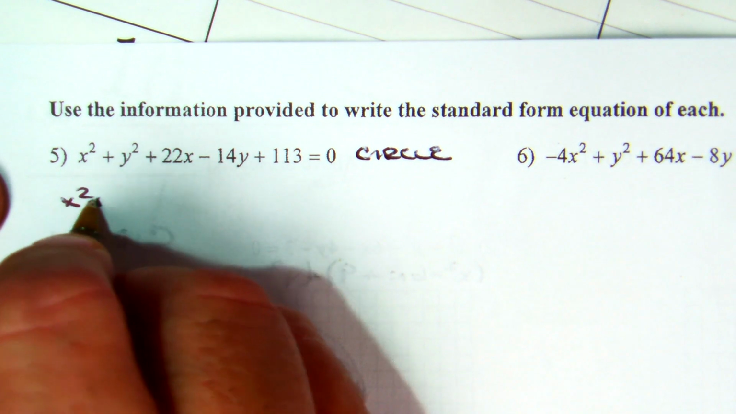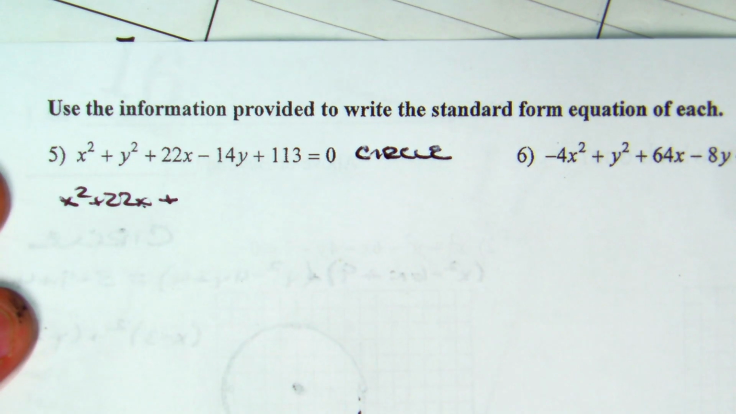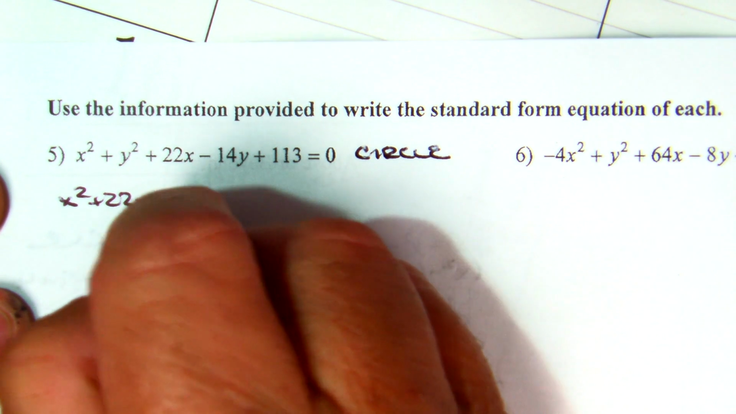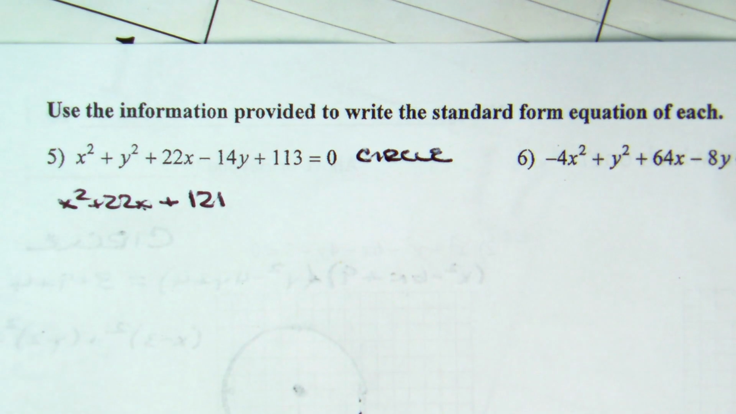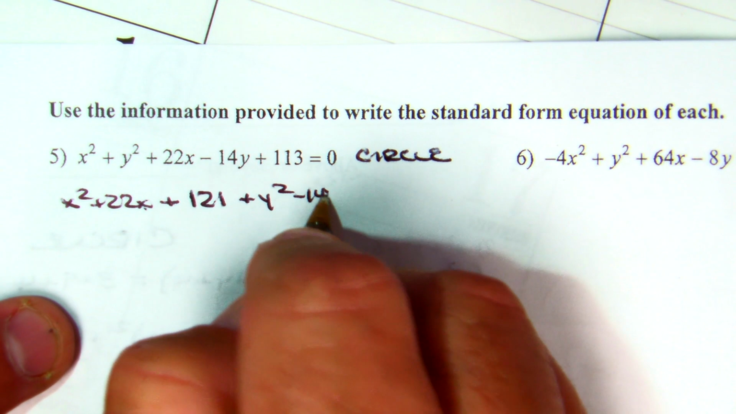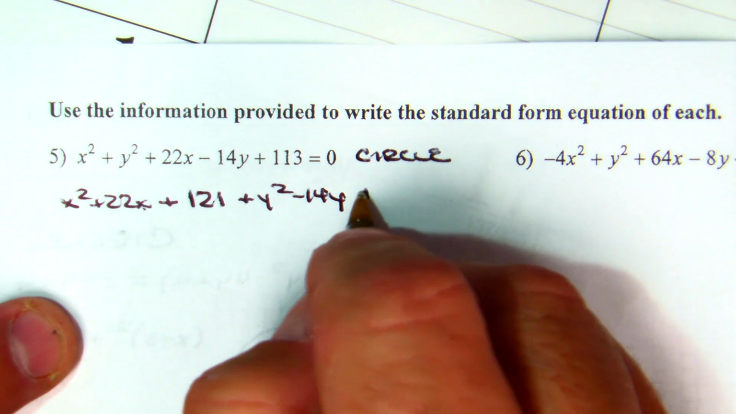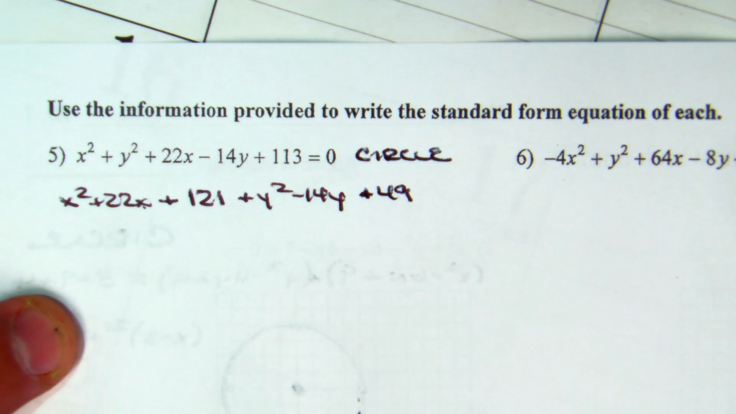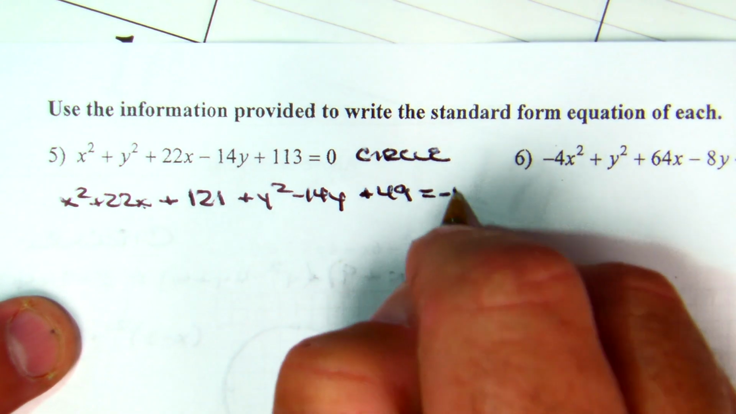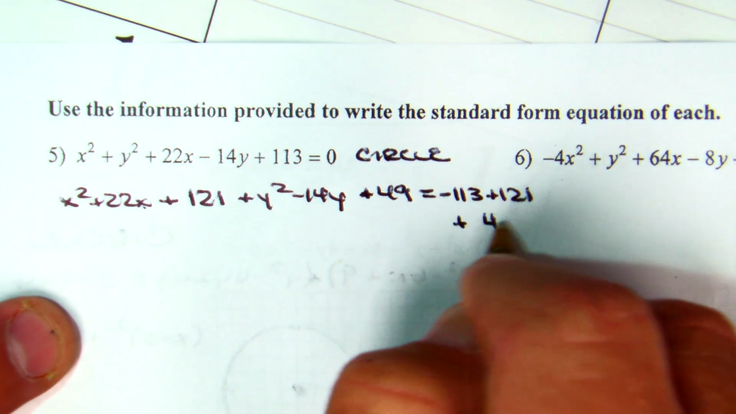X squared plus 22x plus, what's half of 22? 11. 11 squared, 121. Plus y squared minus 14y, half of 14. Plus 7 squared, 49. Equals negative 113 plus 121 plus 49.